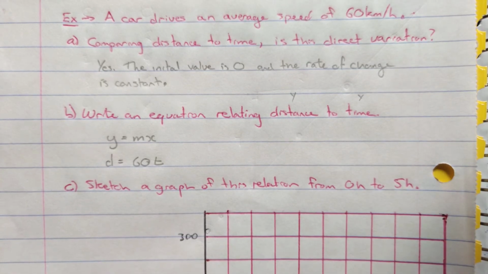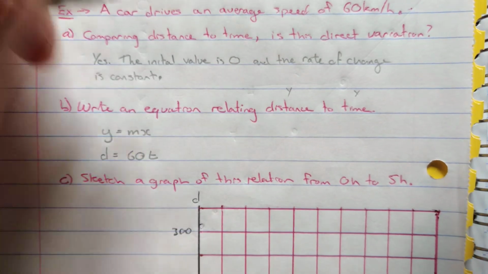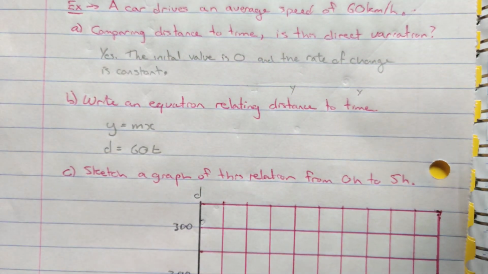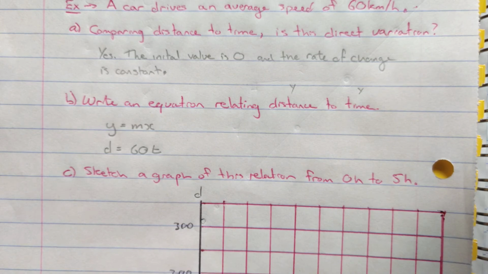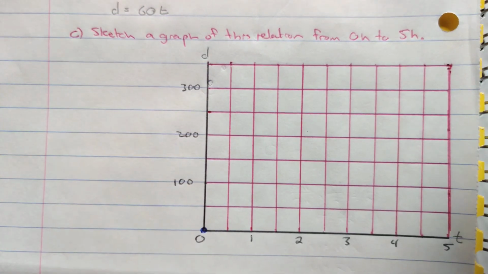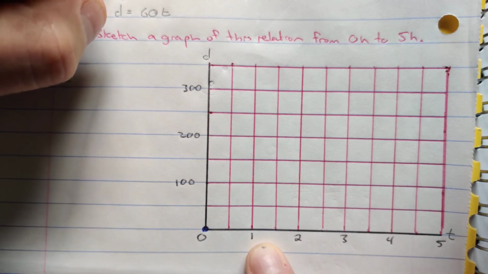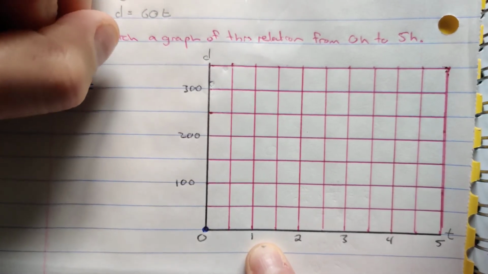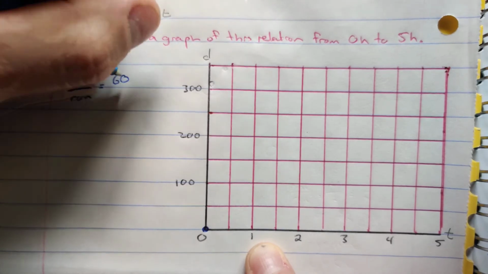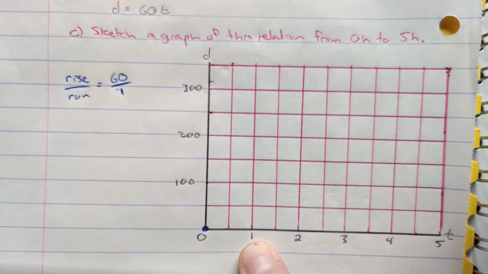And if we want to sketch a graph of that, we don't want to make a big table or anything in this case. These are going to be my distances. These are going to be my times. It's going to start at 0, which we've already established. And then we just look at that formula. So the rate of change is the rise over the run, correct? And so it's 60. And we said before, we can change any number into a fraction by putting it over 1. So every time we go over 1, we want to go up 60.